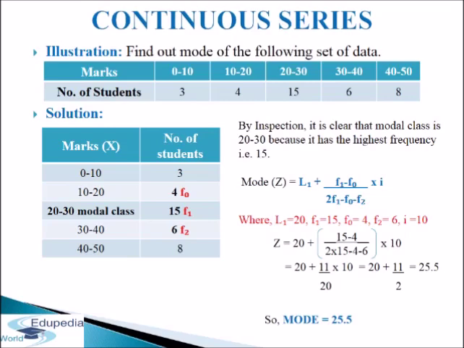F1 is equal to 15, which is the highest frequency. F0 is equal to 4, which is the frequency of the class preceding the modal class. And F2 is 6, which is the frequency of the class succeeding the modal class. And I is 10, that is class interval. Now we'll put the values in the formula and calculate it. As you can see the calculation, after calculating it we get 25.5. So mode is 25.5 through this method.